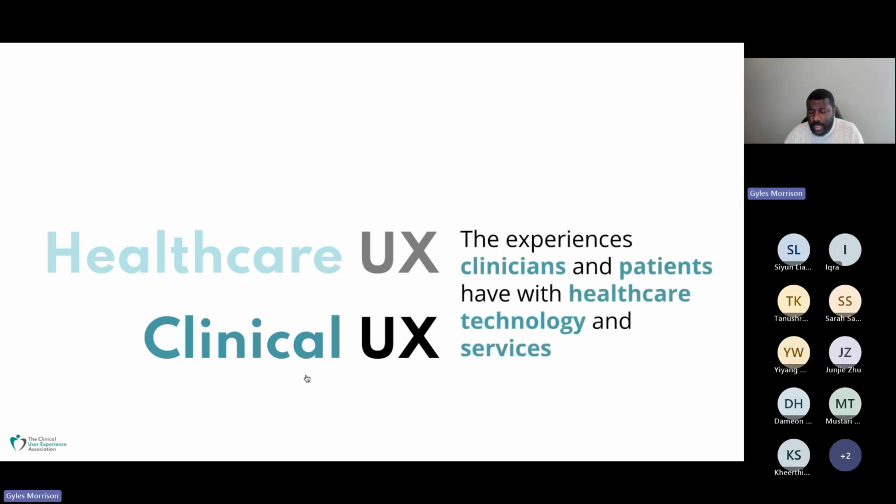Clinical UX is that subsect within healthcare UX. It's where there's a specific focus on the experience that clinicians and patients have on healthcare technology and services. So we'll go into some examples of this work soon.